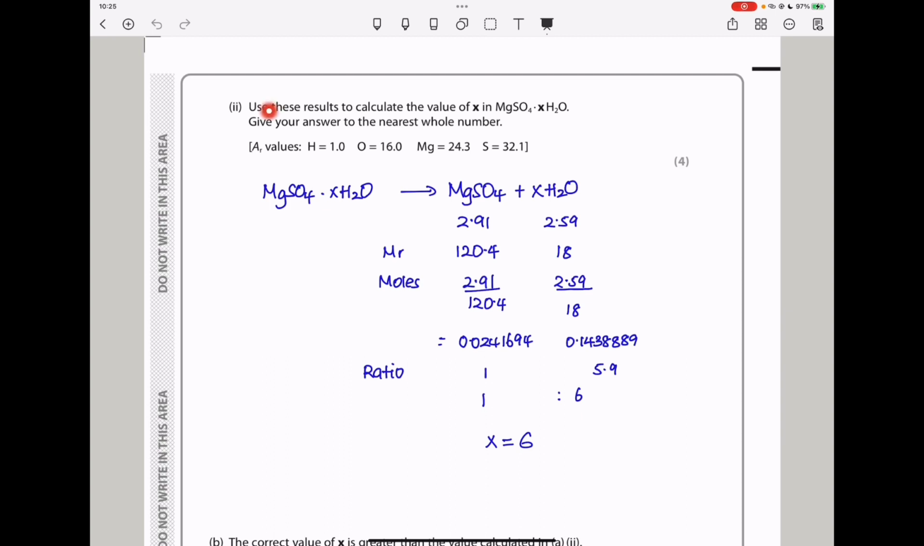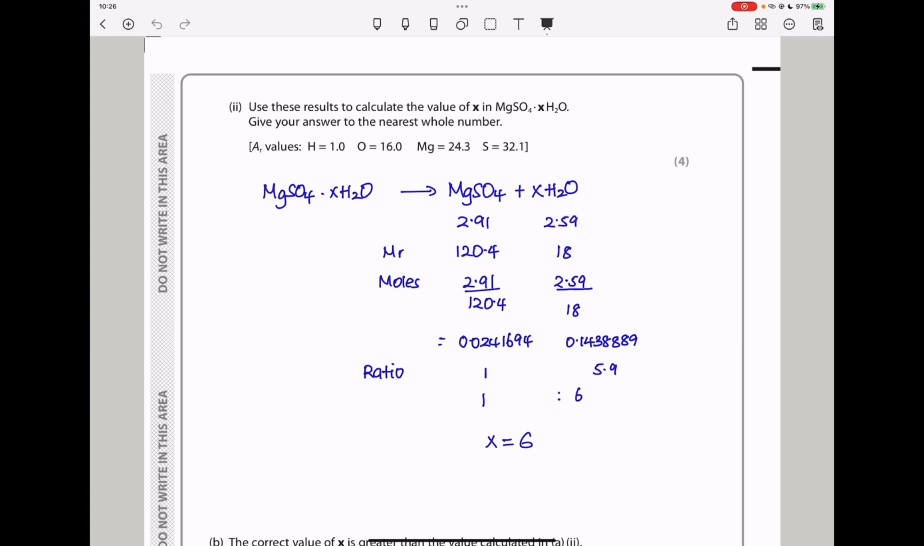Here they say, use these results to calculate the value of X in magnesium sulfate XH2O and give your answer to the nearest whole number. I wrote the equation that is going on. This is going to break down, giving us magnesium sulfate, and all the water will go away. Now from the table of results, the mass of magnesium sulfate was 2.91 and the mass of water was 2.59.